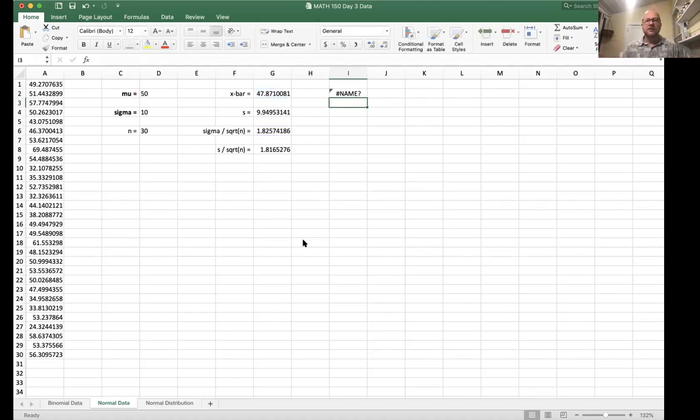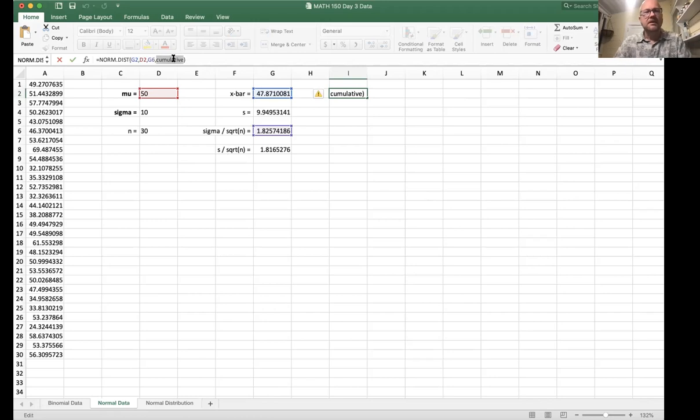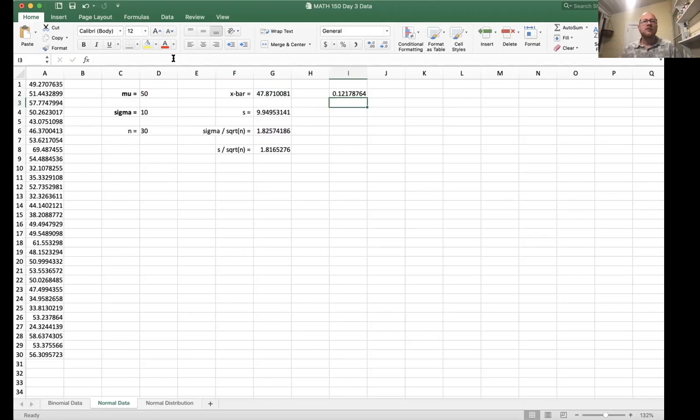So I'm just going to hit enter, and it says it does not know what I asked for. So, oh, I typed the word cumulative instead of the word true. Okay, but it came back with a 0.12178. So about a 12% chance, right?